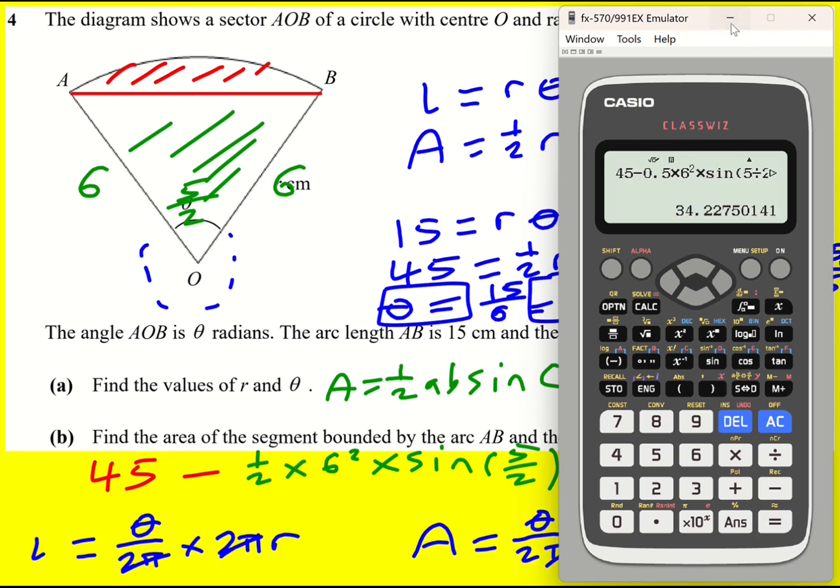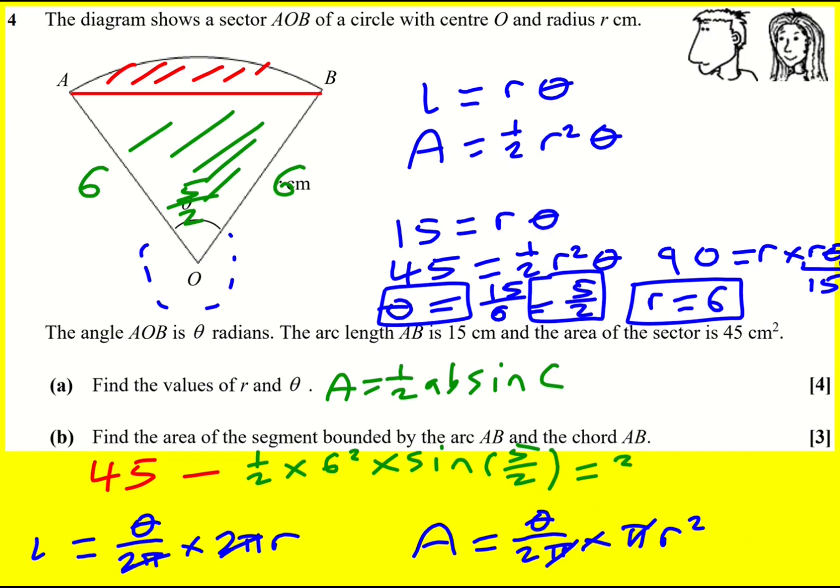And this gives 34.227, which I will round to 34.2 centimeters squared. Nice one.